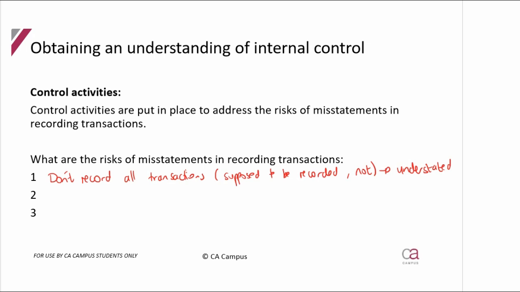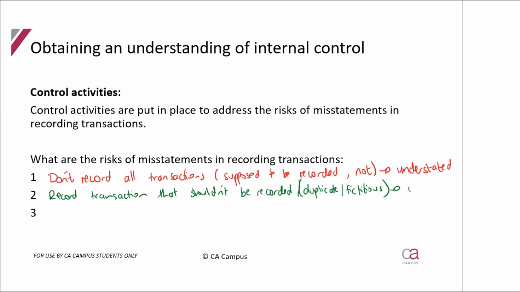And then obviously we've got the opposite risk there, where you record something that shouldn't be recorded. And this could be because it's a duplicate and ultimately should not have been recorded in duplicate, or fictitious, a fake transaction. So that's how they would record something that they shouldn't be recording, and ultimately this would lead to overstating.